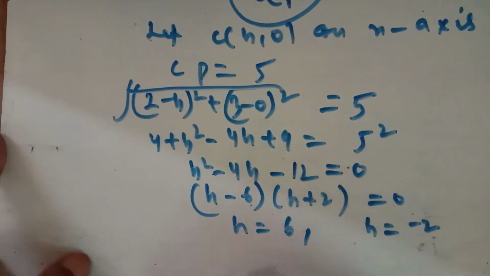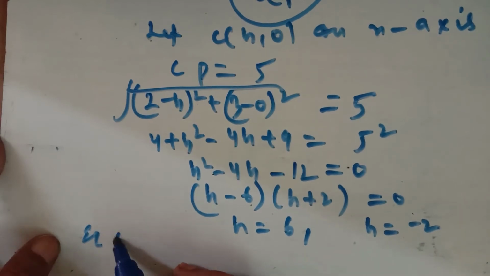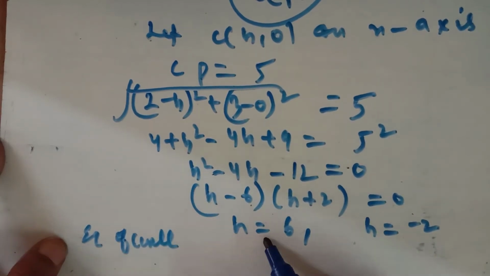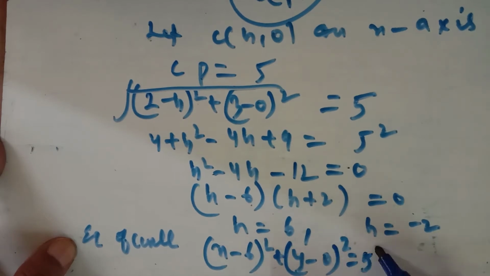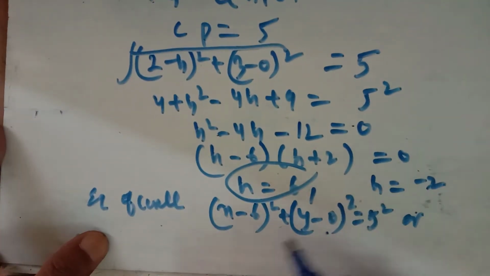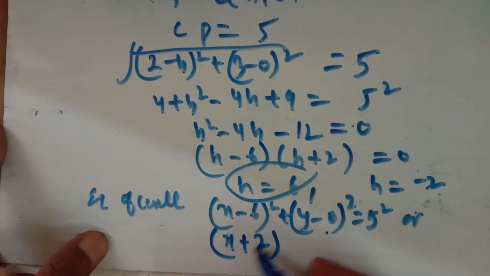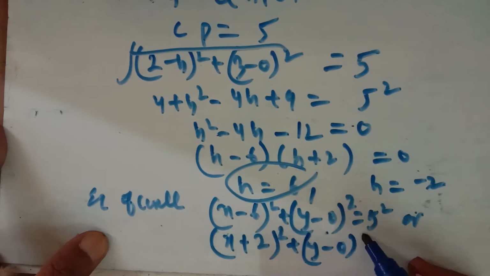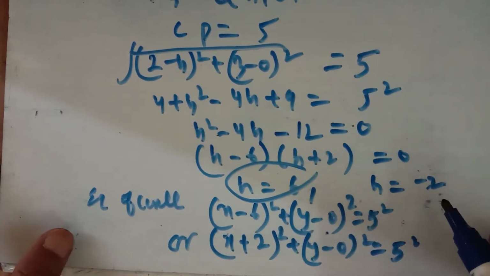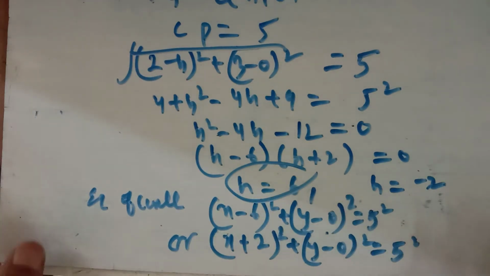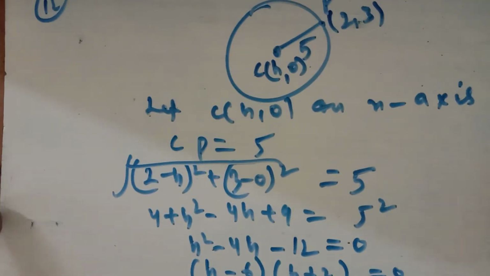So you'll get two forms of the equation. The center is (h, k), so (x minus h) whole square plus (y minus k) whole square is equal to 5 square. Here k is 0. When we take h as 6, we get (x minus 6) whole square plus y square equal to 5 square, and when h is -2, we get (x plus 2) whole square plus (y minus 0) whole square equal to 5 square. Two forms will come because we are getting two values of h.